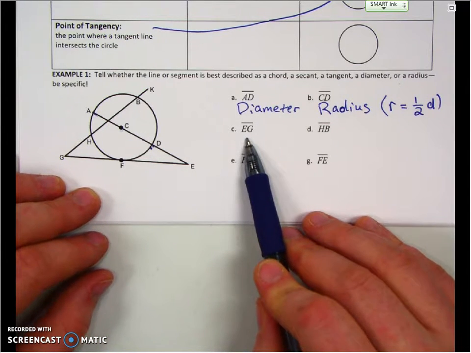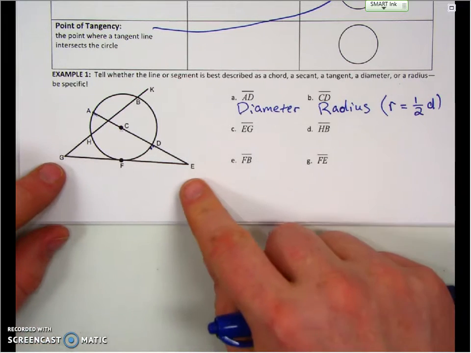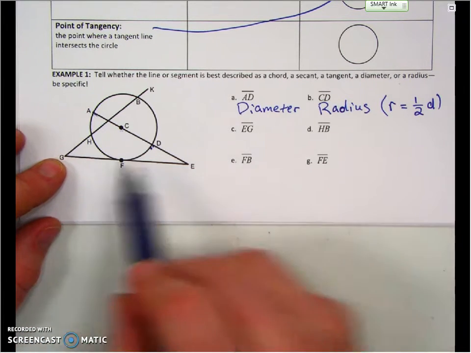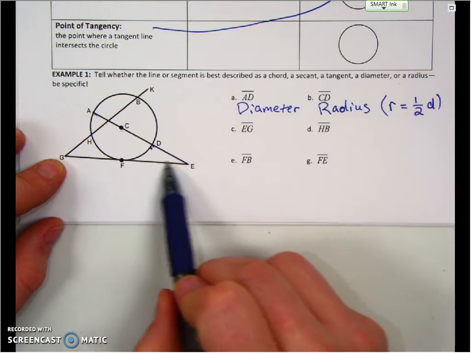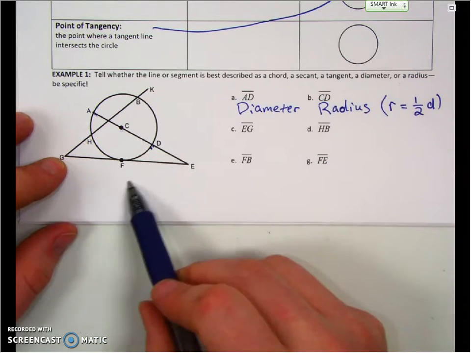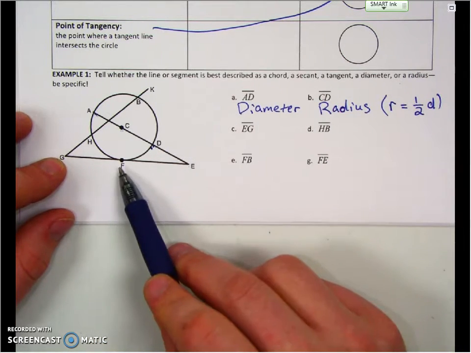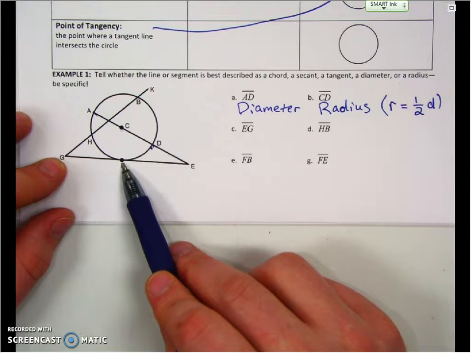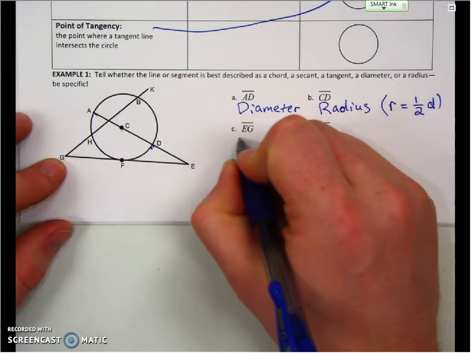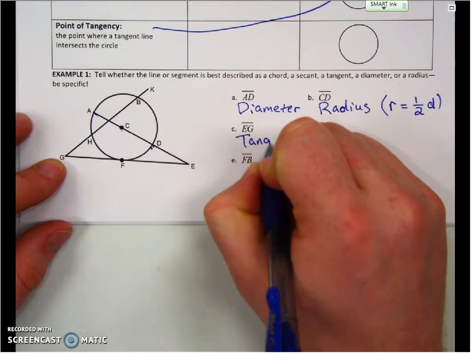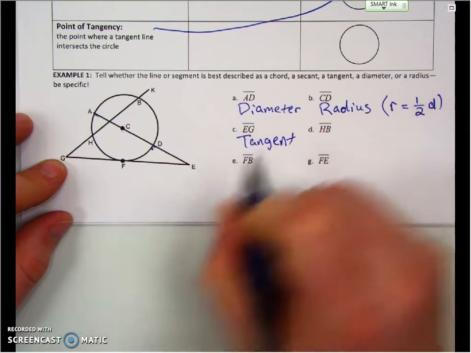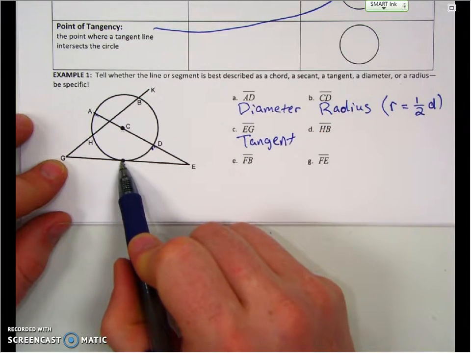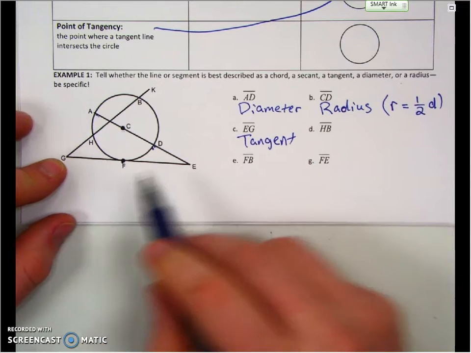Now this line segment EG, E to G, well, we're paying attention to how many times this line intersects the circle. And if it just touches the circle at one point, we call that a tangent. And the point where the tangent touches the circle, we call that the point of tangency.